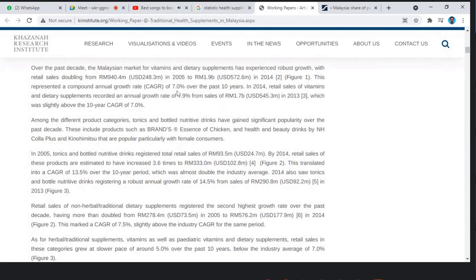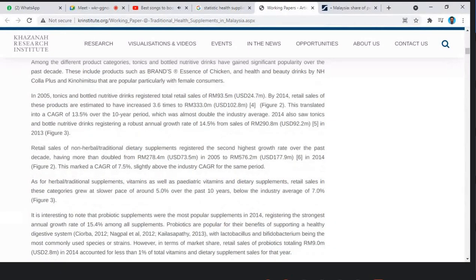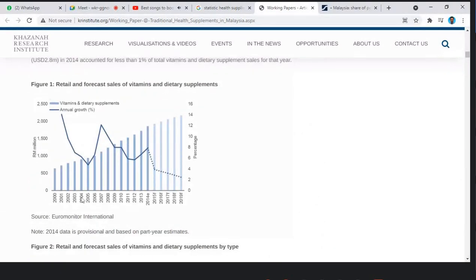Now you can put it into your subsection introductions, but you have to refresh, restate, and rewrite this statement using your own words and update the figures. So in the figures here, for example, their research runs from 2000 until 2014 to estimate, and here they forecast retail and sales of vitamin D supplements from 2014 until 2019.